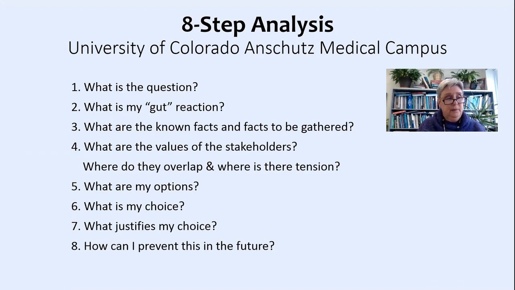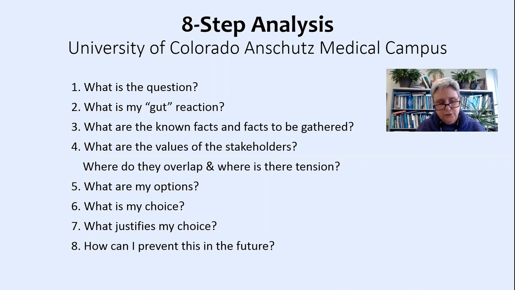Step 5, what are the options in answering the ethical question or questions? Be creative. This is brainstorming. It is rare that there is only one ethical answer. It's usually a range of choices, with some being outside the range of ethical justification. What's your choice? And step 7 is also the most important step with step 4.